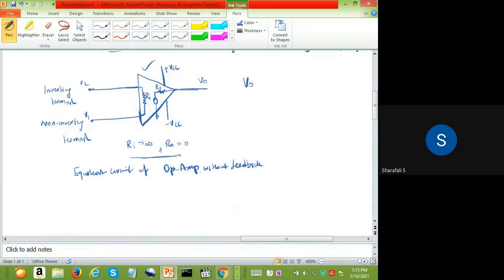And the V output will be equal to A times VID, that is the difference of input voltages. That will be A times (V1 minus V2) in this case. That we already discussed when we did the differential amplifier. The difference between the two inputs will be amplified.